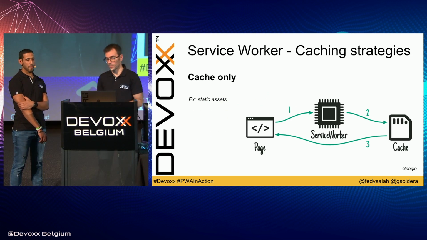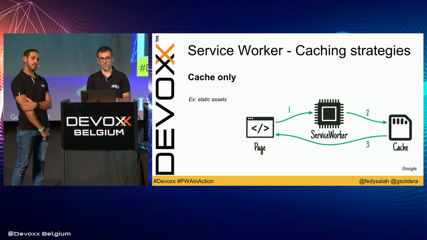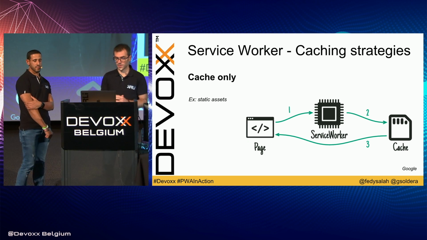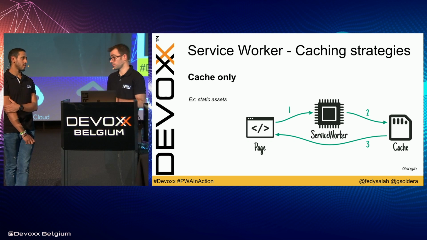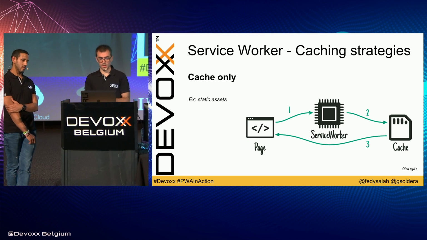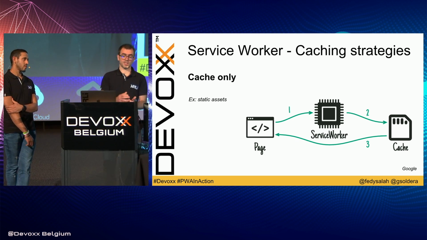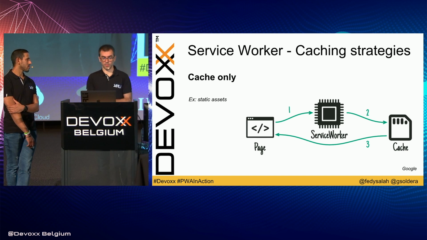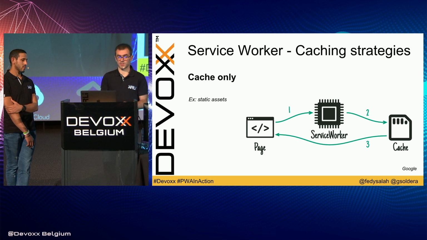So there are many strategies. You can mix strategies in your fetch handler. It depends on the URL you handle. There is first the cache-only strategy. The service worker looks up only into the cache. It makes no request over the network. It's useful for static assets of the application shell, for example.